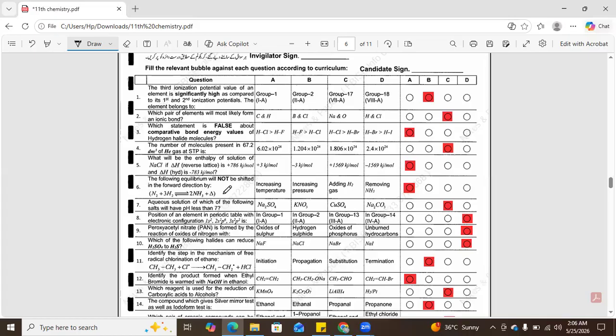The following equilibrium will not be shifted in the forward direction by increasing temperature. Aqueous solution of which of the following salts will have pH less than 7? CuSO4. Position of an element in the periodic table with electronic configuration 1s2, 2s2, 2p6, 3s2, 3p2 is in group 4A.